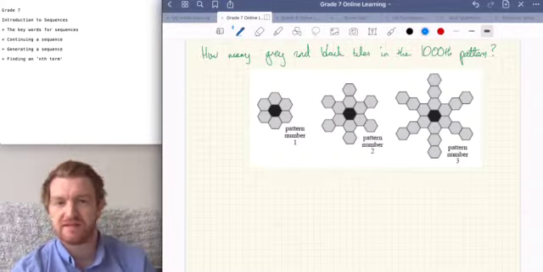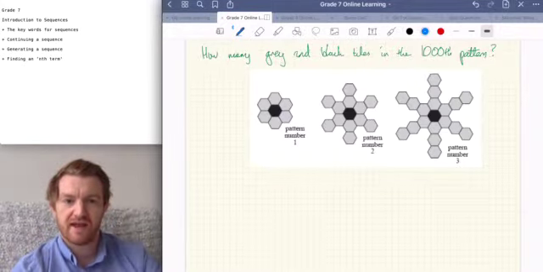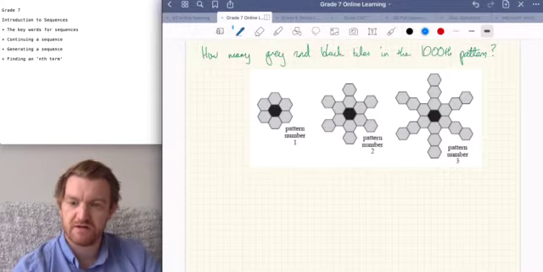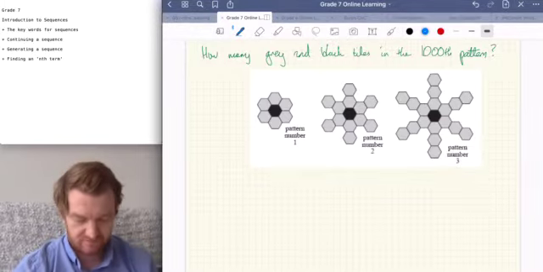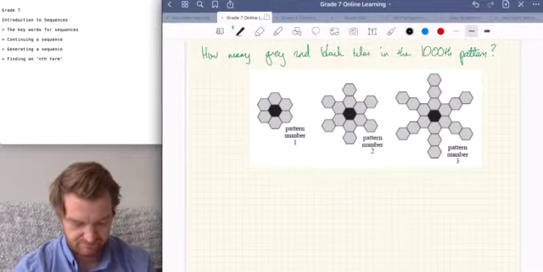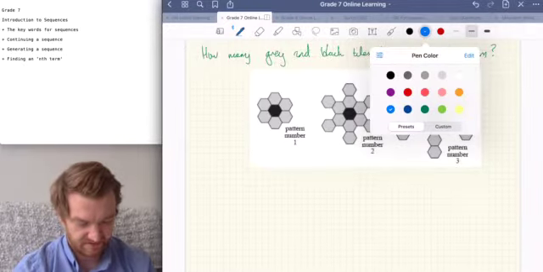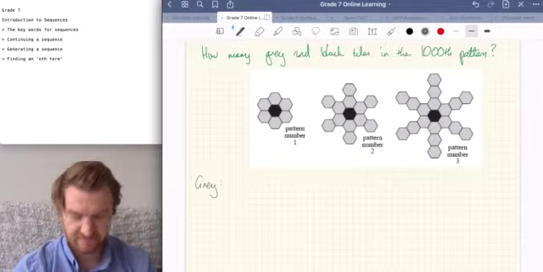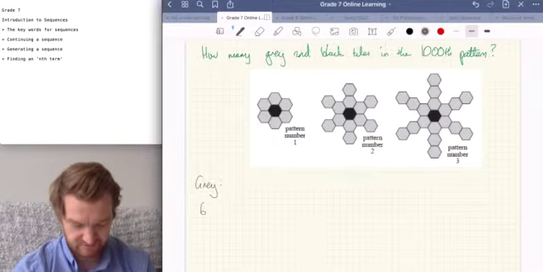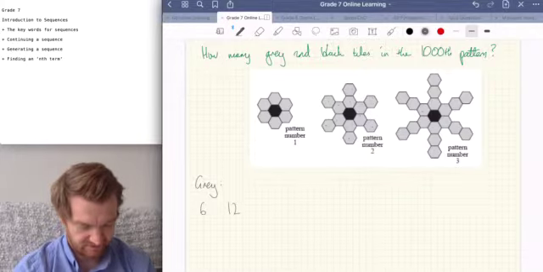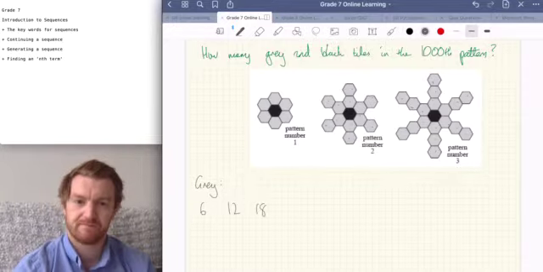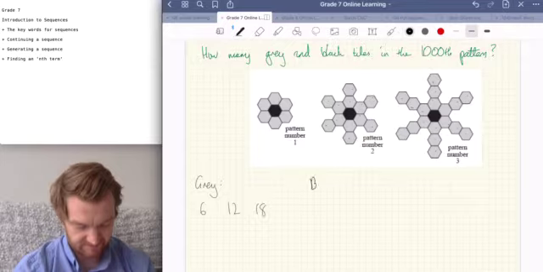So let's go right back to this one that I said we would talk about. We've got grey and black tiles. So what's that going to look like? Well, let's talk about the grey ones first of all. Let's think about those grey tiles, the hexagons. We've got 6 in the first one. And you go 1, 2, 3, up to 12 on the second one. 1, 2, 3, up to 18 in the third one. We could then talk about the black tiles.